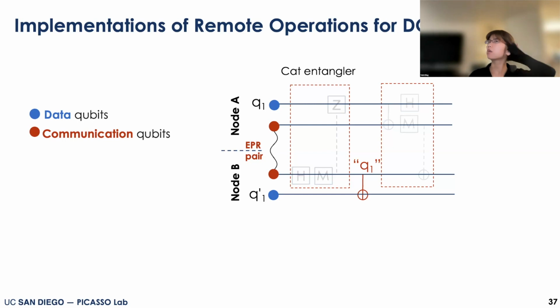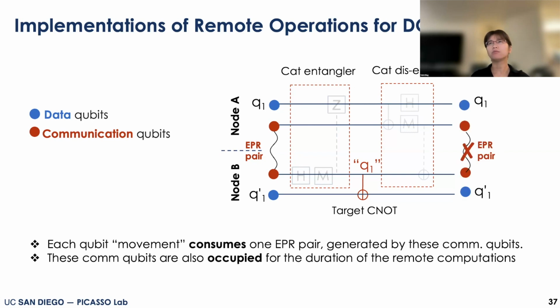The first part is called cat entangler. You don't need to understand the details. I blocked them intentionally because they are just some local gates and classical communication, which we know how to do very well. After the cat entangler, it seems like we have a copy of Q1 on node B now. And now you can do the CNOT gate. And then we can use a cat disentangler to move Q1 back to node A.